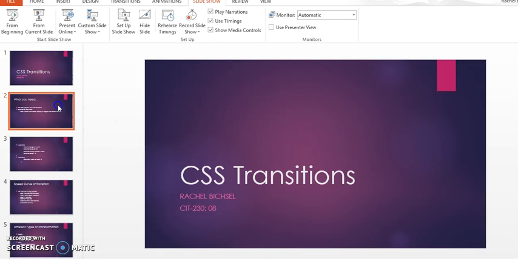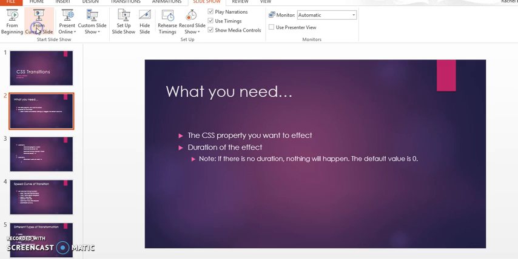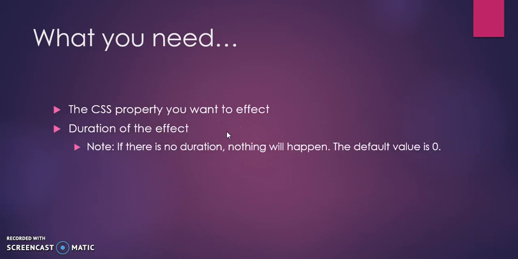All right, but there's a couple things we need to make sure we have right for CSS transition to work. First off, you need to declare the CSS property you want to affect. For example, that could be width, height, font size. You also need to make sure you have the duration of the effect stated. If you don't put anything in the duration, nothing's going to happen because the default value for the duration is always set to zero. So, of course, nothing will happen.